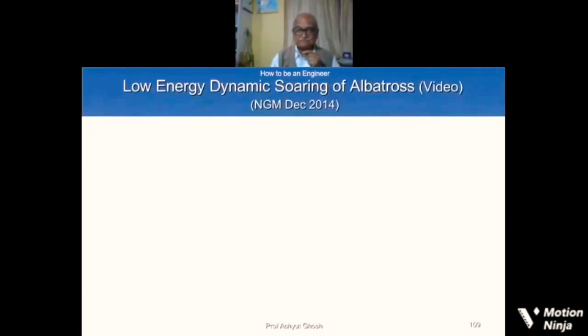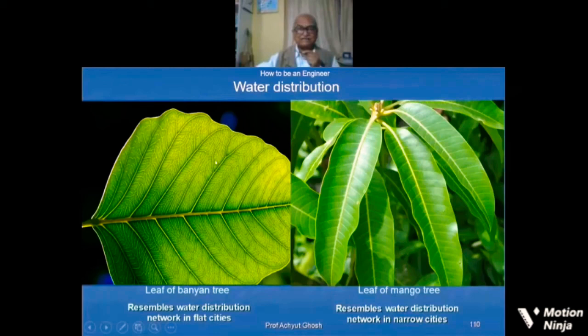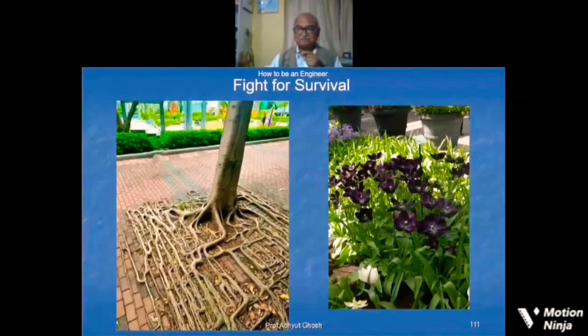Water distribution. You think of a large city like Calcutta, the banyan tree leaf will give a symbol. You see a large city like Mumbai, a mango leaf will give you the symbol, how the water distribution is done. Look at this. Fight for survival.